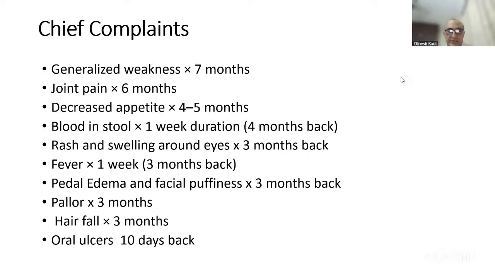In which class is she studying? Sir, in class 10th. She is 14 years old and studying in 10th. So she started with weakness. What do you mean by weakness? If I say generalized weakness, does it mean lassitude? Does it mean muscle myopathy sort of thing? What does it exactly mean?